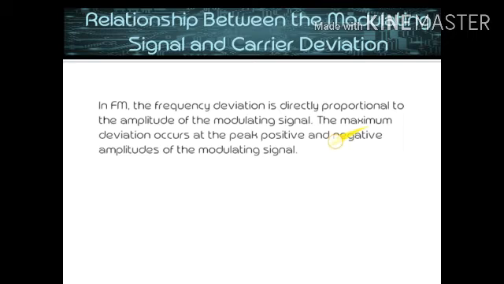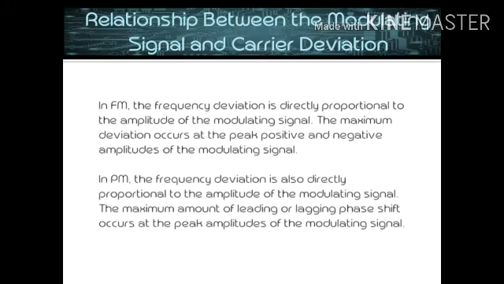Now for the relationship between the modulating signal and the carrier deviation. In FM, the frequency deviation is directly proportional to the amplitude of the modulating signal. The maximum deviation occurs at the peak positive and negative amplitude of the modulating signal. In PM, the frequency deviation is also directly proportional to the amplitude of the modulating signal. The maximum amount of leading or lagging phase shift occurs at the peak amplitude of the modulating signal. Although the higher modulating frequency produces greater rate of change and thus greater frequency deviation, this is offset by the lower amplitude of the modulating signal, which produces less phase shift and thus less frequency deviation.